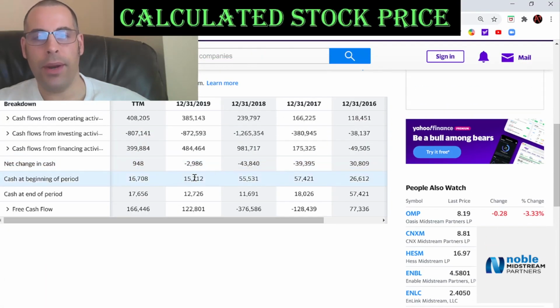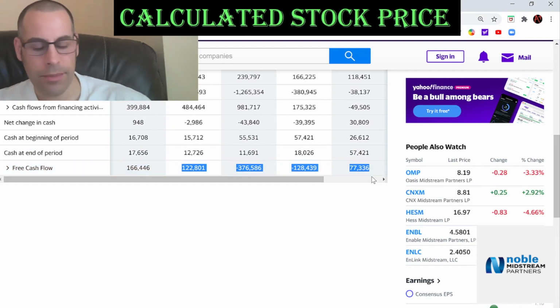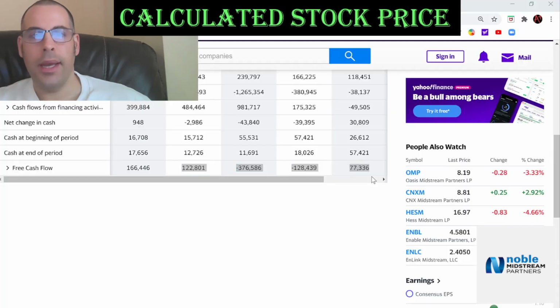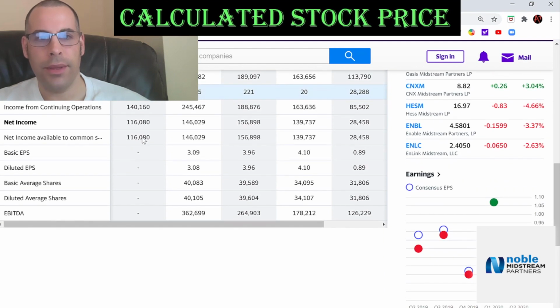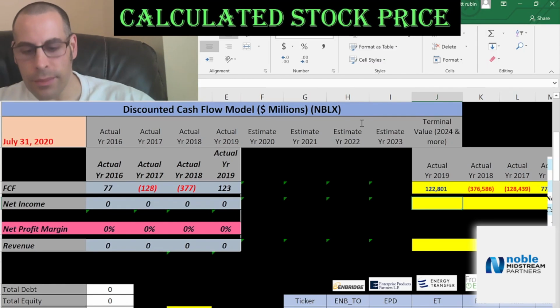And the best way to figure out future free cash flows is to get their actual free cash flows. And that's what I'm doing exactly now, putting it into the model. And now I'm going to pull the net income. That's on the income statement, the profit and loss for the company. And I'll put that into the model.